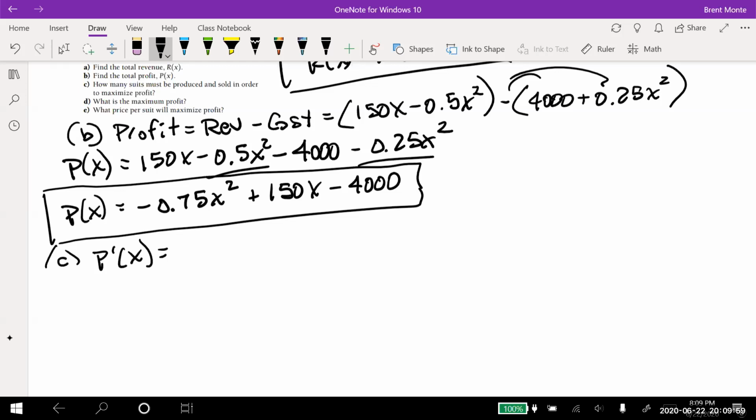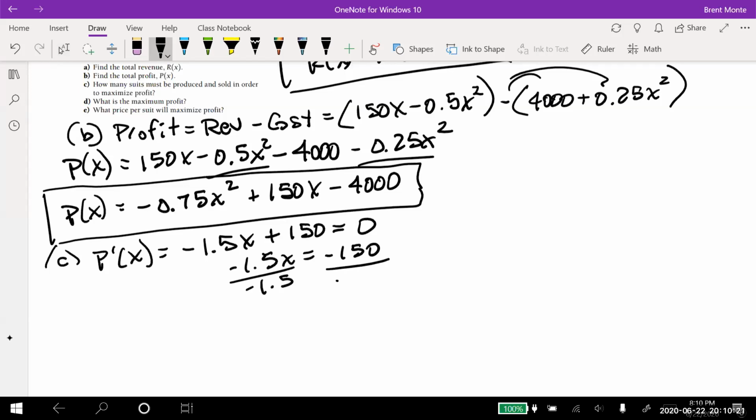Now, 0.75 times 2, that's 1.5. So the derivative is negative 1.5x plus 150. That's going to come out nicely. Set that equal to 0. Let's just subtract the 150. I get negative 1.5x equals negative 150. And then I divide by negative 1.5. Notice that's the same as 15 over 1,500. So when I divide, I just get x equals 100.